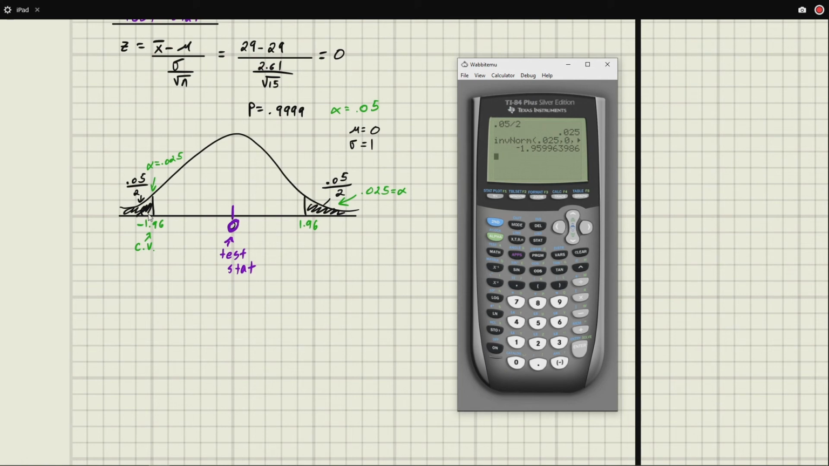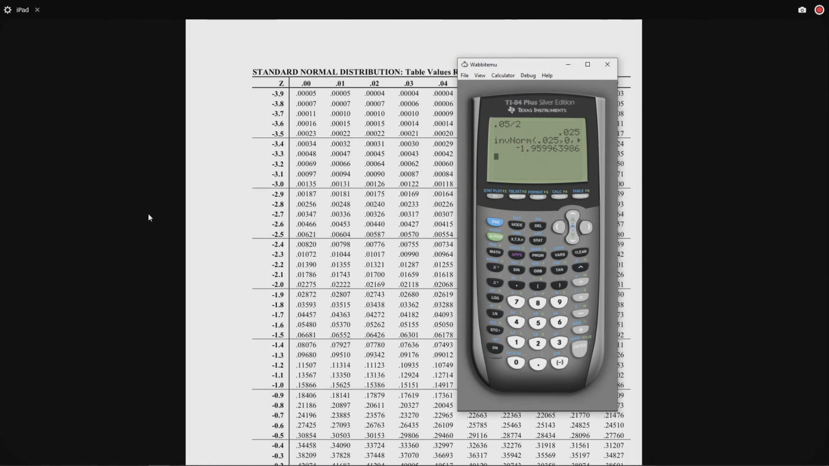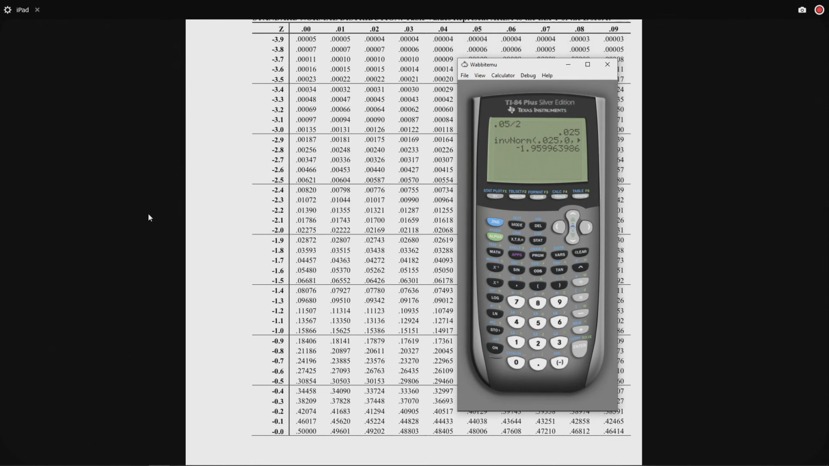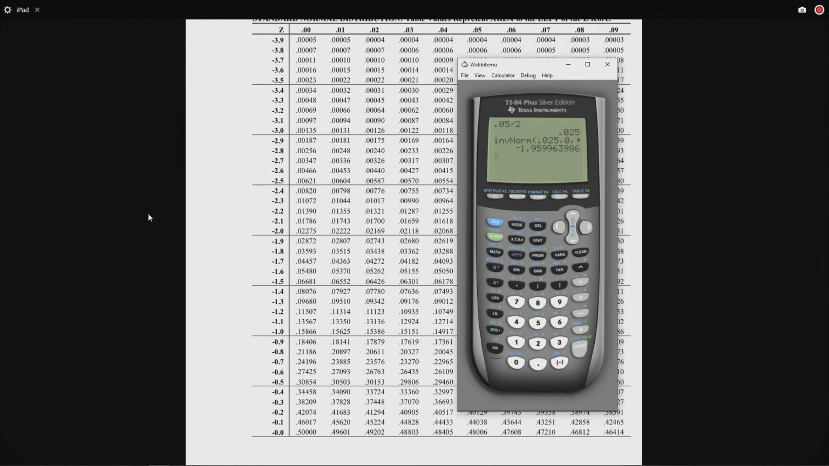So we know that this is an area of 0.025. If we just look this up in the chart, let me see where my chart's at. Here it is. And we look up in this chart for 0.025. Remember, we want to look in the middle because it's an area. It's not a z-score. We're trying to find the z-score by knowing the area.